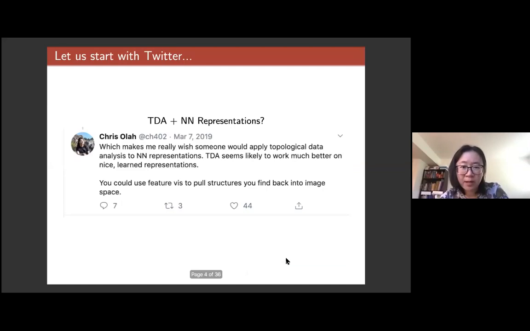And the next one says, I wish someone would apply TDA to neural network representations, and TDA seems to work much better on nice learned representations. So this is really just the start of our project. Jeff forwarded this tweet to me and I thought, yeah, it would be an interesting student project. Let's give it a try. So what we want to do is apply topological data analysis to neural network representations.